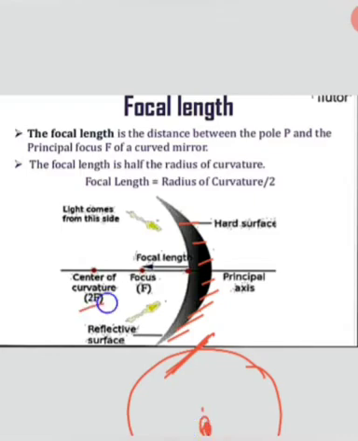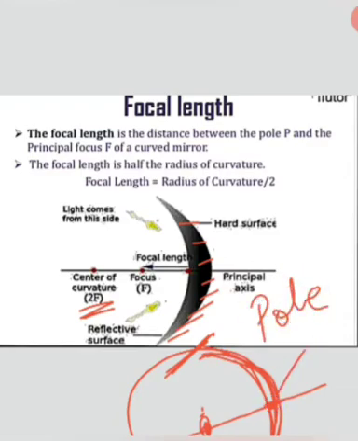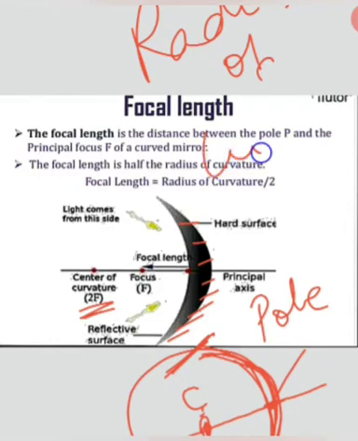This center is said to be the center of curvature. The point on the mirror, on the reflecting surface itself, is known as the pole, and the distance between the center of curvature and the pole is defined as the radius of curvature. In between the center of curvature and the pole we take another point that behaves as the focus.